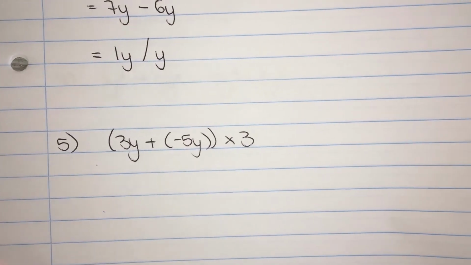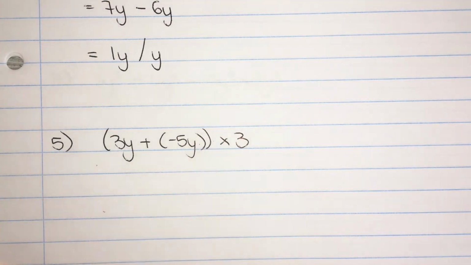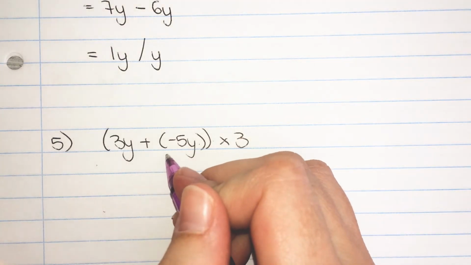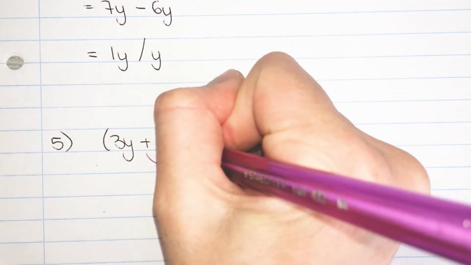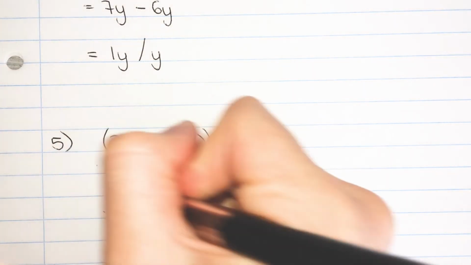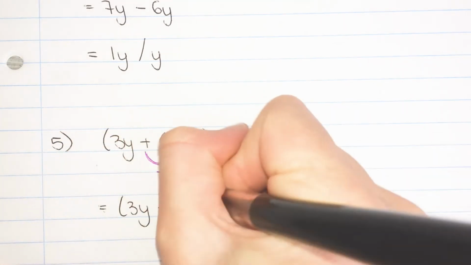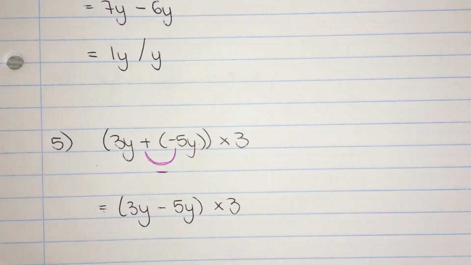Right, coming on to example number 5. We now have brackets within brackets. So we have 3y plus negative 5y times 3. So first we need to work with the inner set of brackets. So we're first going to see together we have a minus and a plus, which we know makes a minus. So we have in brackets still 3y minus 5y times 3.